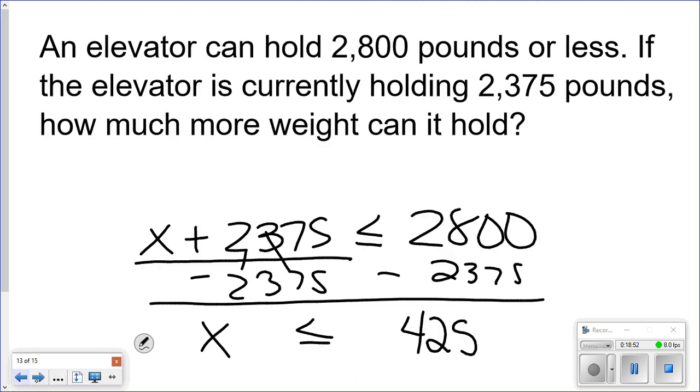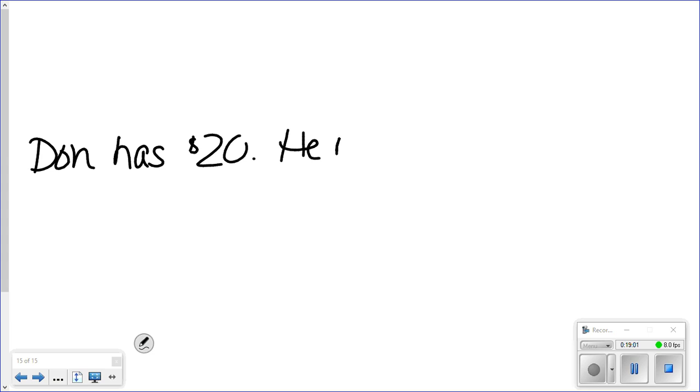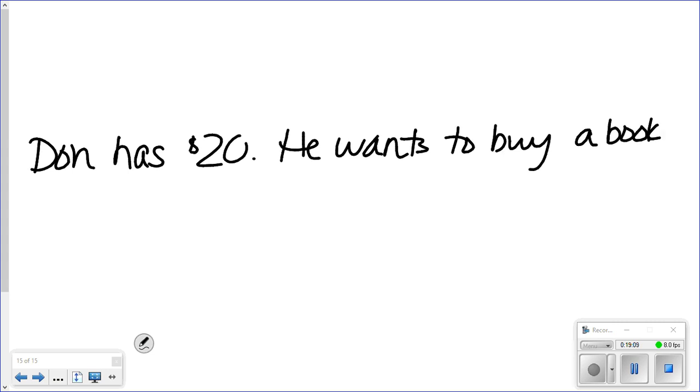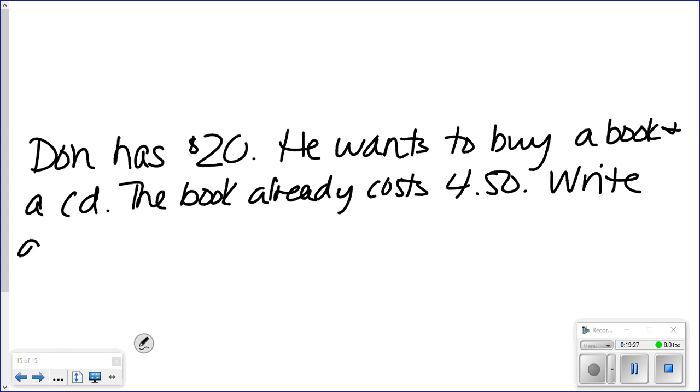All right. Don has $20. He wants to buy a book and a CD. The book already costs $4.50. Write an inequality to figure out what he can spend on a CD.